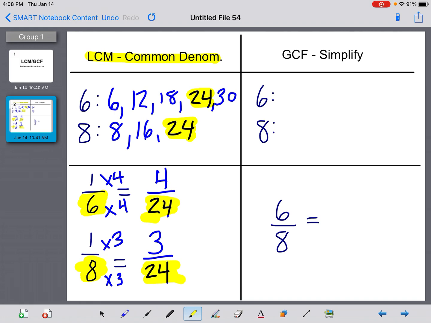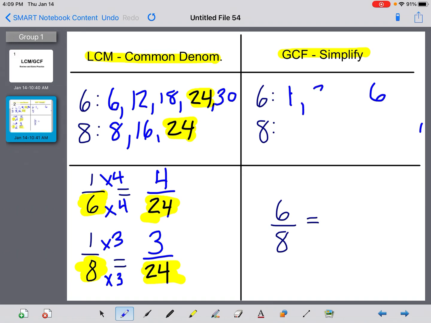All right, next let's look at GCF, or greatest common factor. That is used to simplify fractions. Okay, so now instead of finding common denominators, we are taking one fraction and we are simplifying. We're putting it in lowest terms. All right, so for factors, now instead of listing multiples, we have to think of two numbers that you could multiply together to get the original number. So we always start with 1 and the number itself.